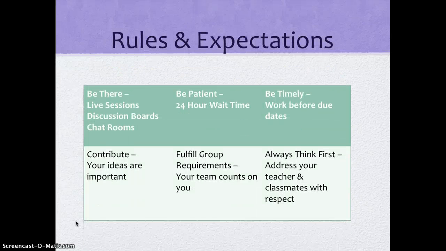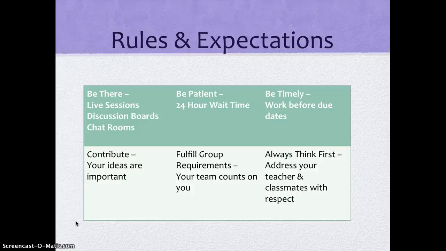I have some rules, 6 main rules. The first one is be there, be available, be in the live sessions, be in the discussion boards, be in the chat rooms. Be patient. Realize that we're not all online at the same time, and if you leave a message out there, give the person you've written to or the class some time to respond to that. Be timely. Get your work done before it's due. Get it done, and just be ready to take on the work that it takes to be online and to be responsible for that.